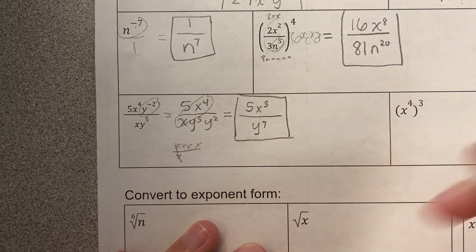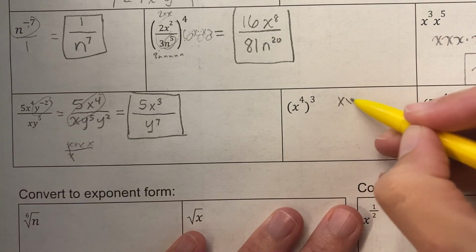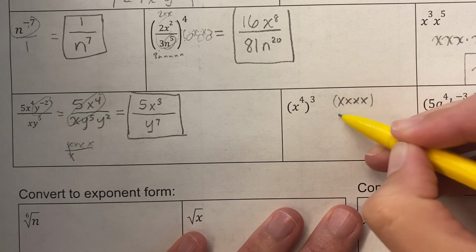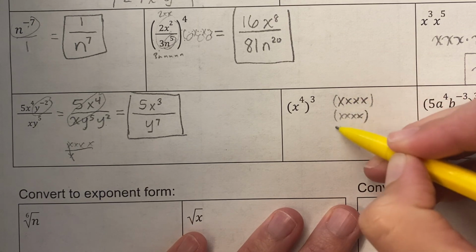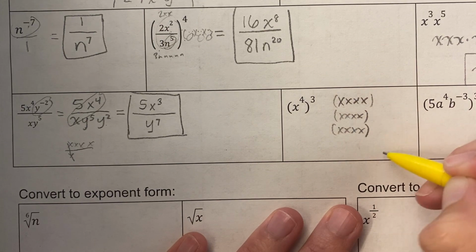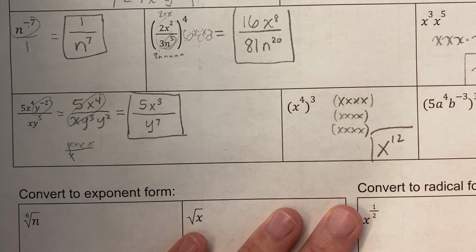That one's done. Okay, this is 4 x's times another 4 x's, times another 4 x's. That's x to the 12th.